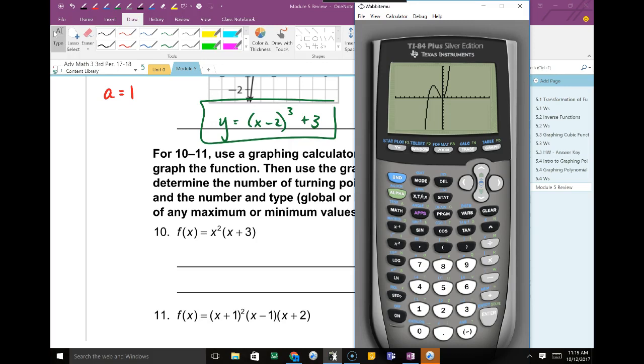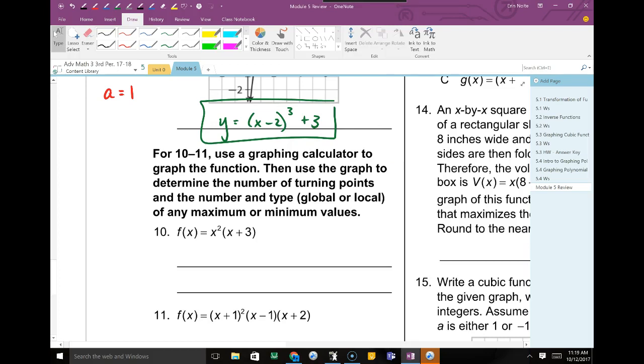2 turning points, and tell me about your max and min. What kind are they? Are they local or global? Both are local. Good. Okay, so remember, local is just the max and min. Global is like the absolute max or min of your entire function. Okay, so 2 turning points. Okay, I'm gonna get lazy here. Turning points: 1 local max, 1 local min.